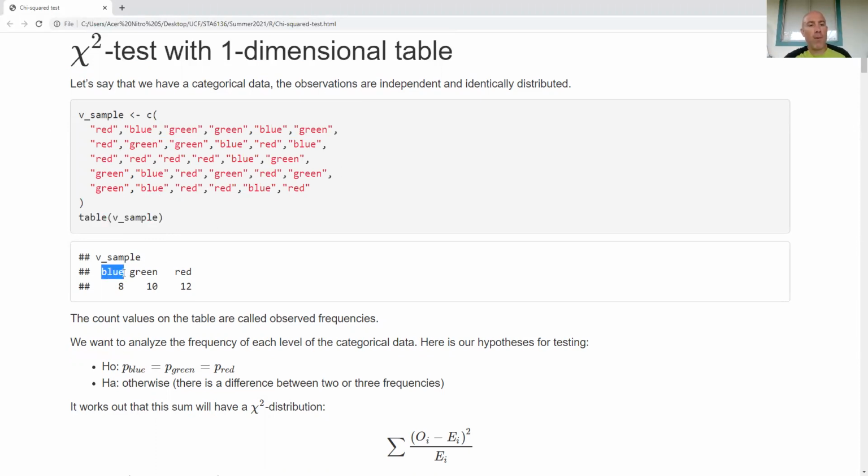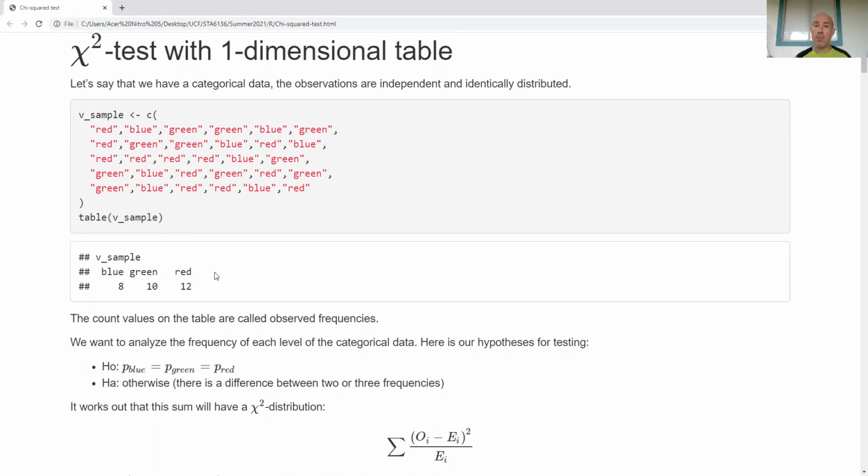Blue, we've got 8. Green, we've got 10. Red, we've got 12. So we see that we have different numbers throughout. It's possible that red is more frequent than blue, and I would like to know that. Now, it might be that for the sample size, that's not much of a difference, or it might be that that's a big difference. Right out the gate, it's hard to tell which situation I'm in.